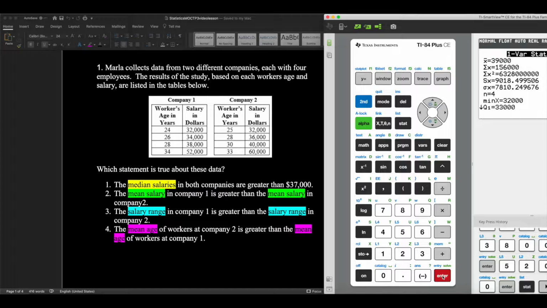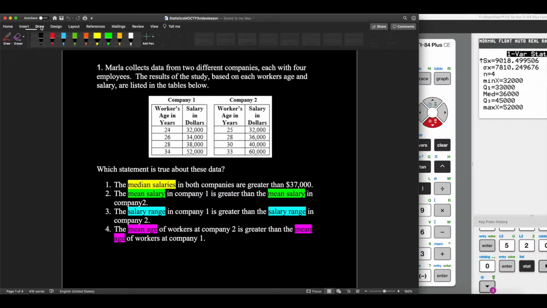Okay, we need the mean, we need the median, and we need the range. So my mean is 39,000. And I scroll down, and let's start writing out our answers. Let's do orange. Okay, so we said our mean was 39,000. The median, 36,000. And then, of course, the range.